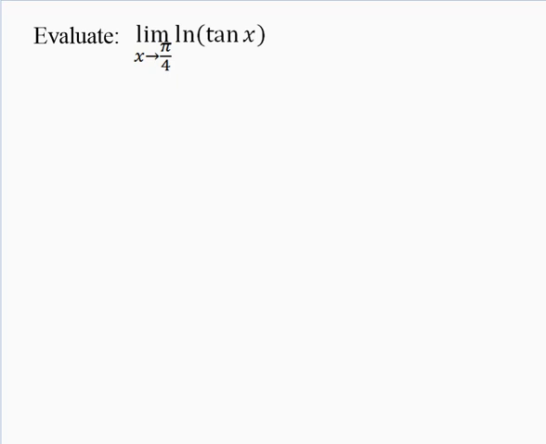Next example here, this has to do with the composite idea. We're taking the limit as x approaches pi over 4 of the natural log of tangent of x. Well, we could say, let's just try to plug this in and see if it works, and that's what we do want to do. We can check what's the tangent of pi over 4. Tangent of pi over 4 is equal to 1. It's continuous at 1, so we're okay with that.